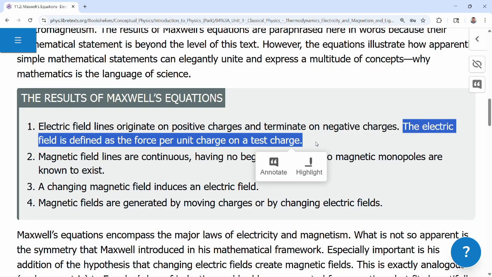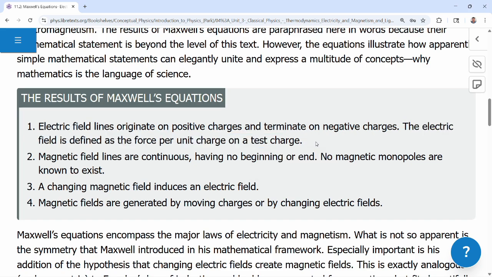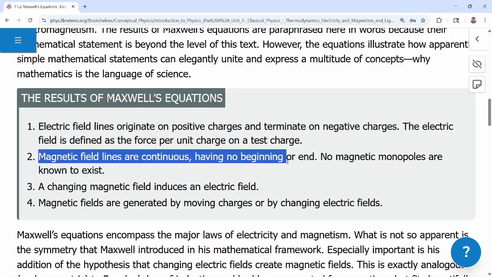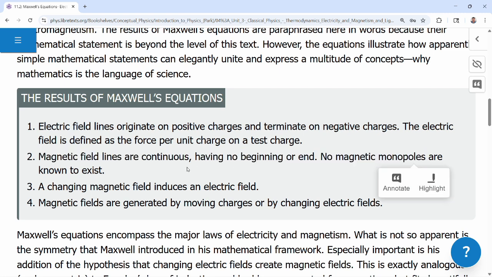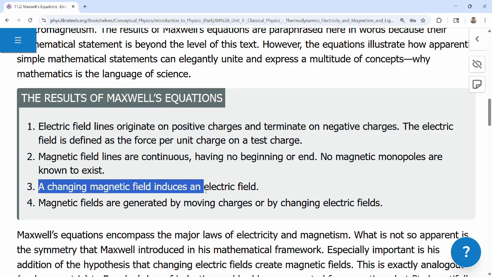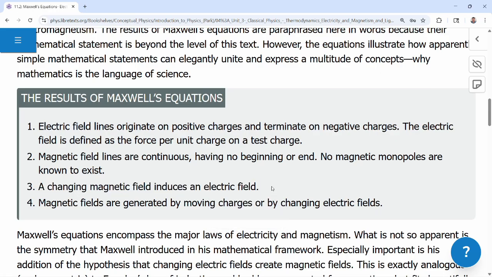Now, as you read this, if you think you have heard all this before, that's right. Most of this is something that we already covered in the last couple weeks as we were covering electricity and magnetism. Something like magnetic fields are continuous, having no beginning or end, that's connected to there being no magnetic monopoles. We talked about that. And a changing magnetic field induces an electric field. We just covered Faraday's law in the last lecture. That's what this is.